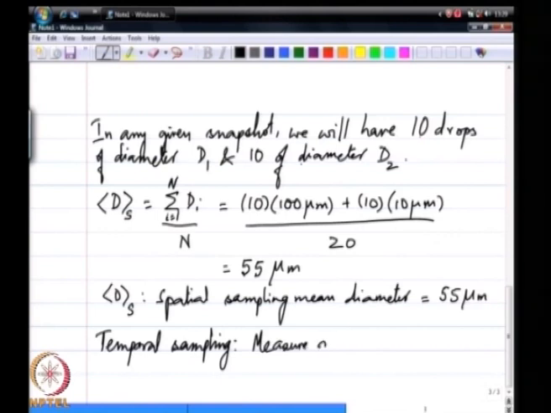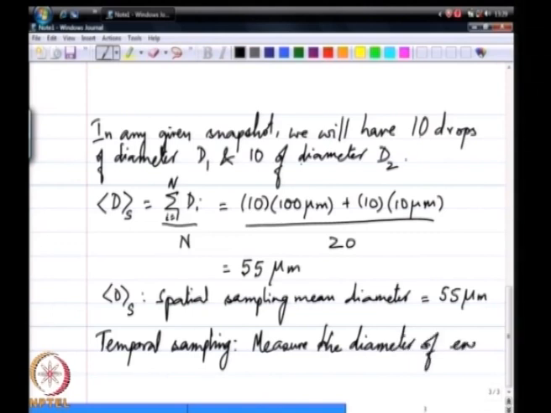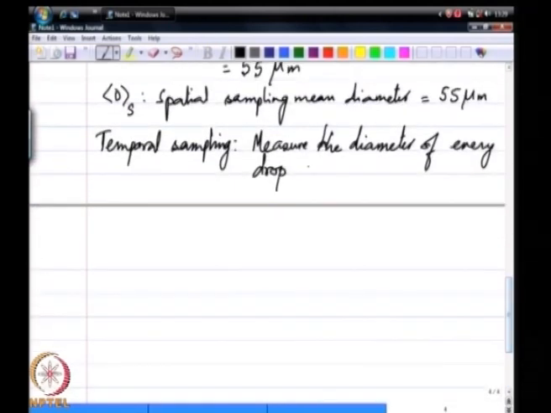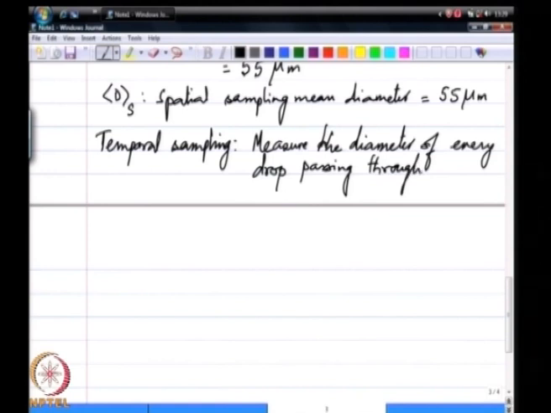The steps involved are: measure the diameter of drops passing through AA over a fixed, this is very important, period of time. Okay. So, what happens if I do this?